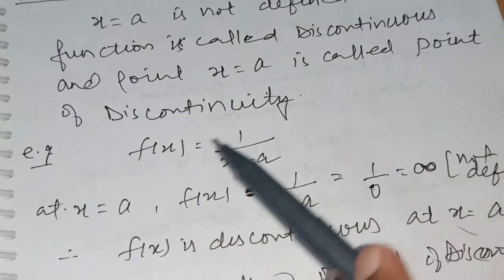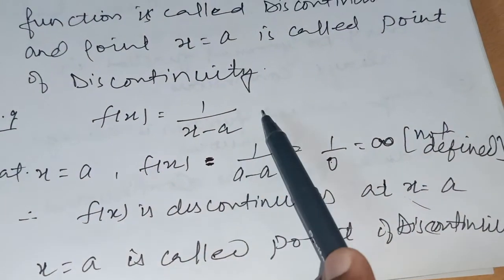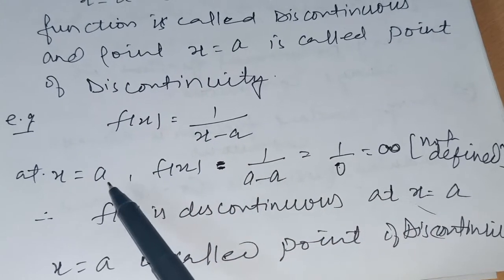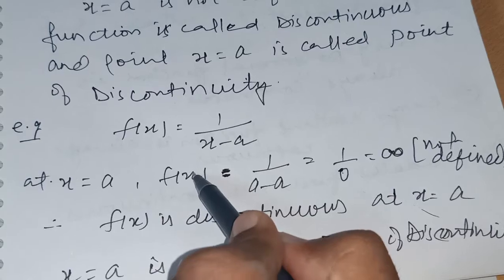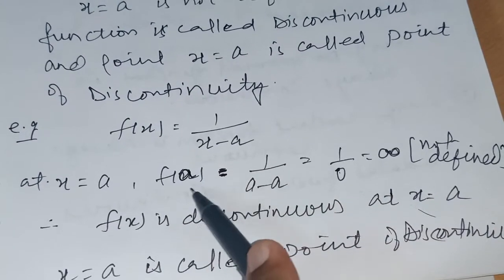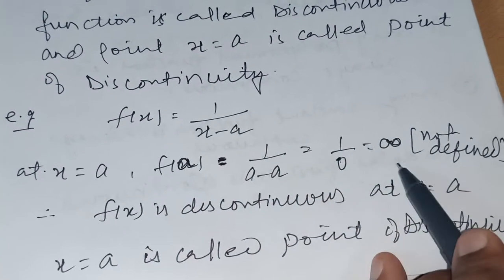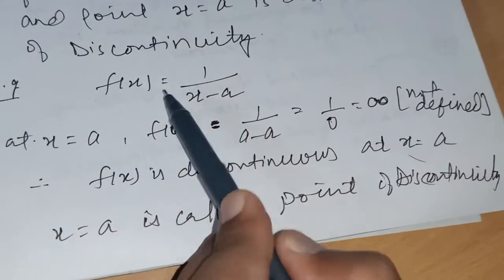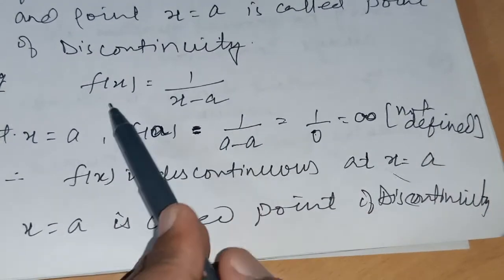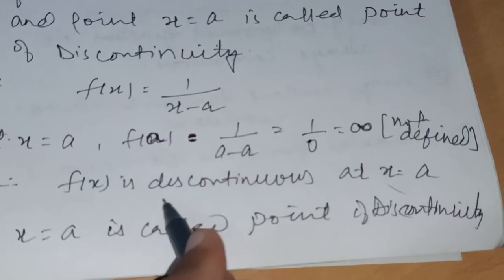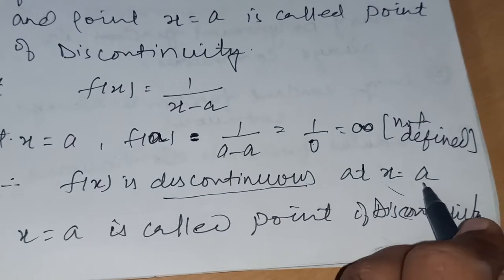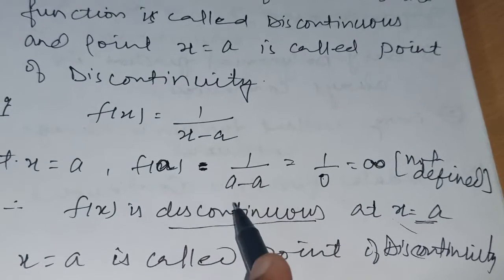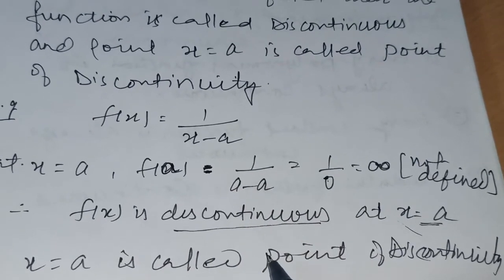For example, if f(x) is equal to 1 by x minus a, now we are checking the continuity of the function at x equal to a. When you apply f at a, it becomes 1 by a minus a, which is 1 by 0, that is infinity. Infinity stands for not defined. That means at x equal to a, the function is not defined, and whenever the function is not defined, it is discontinuous, and the point at which it is discontinuous is called the point of discontinuity.